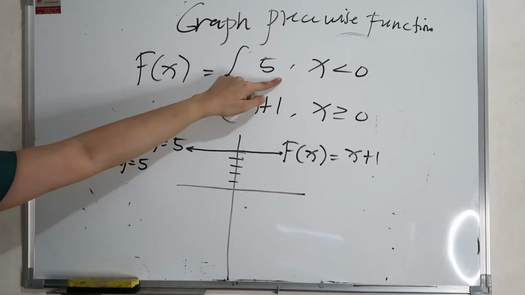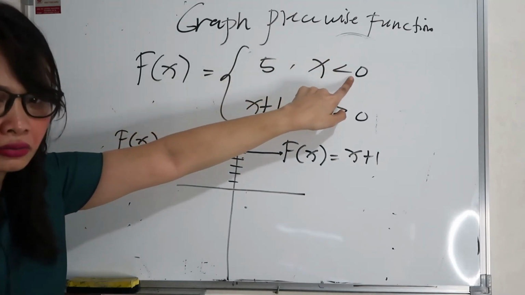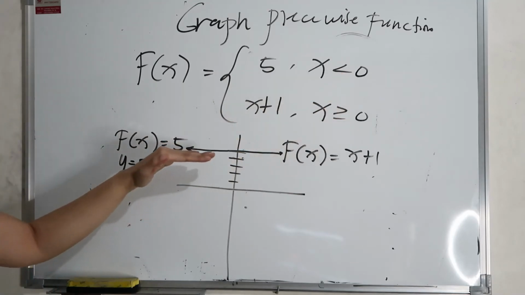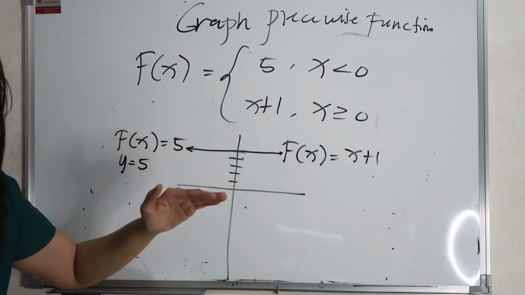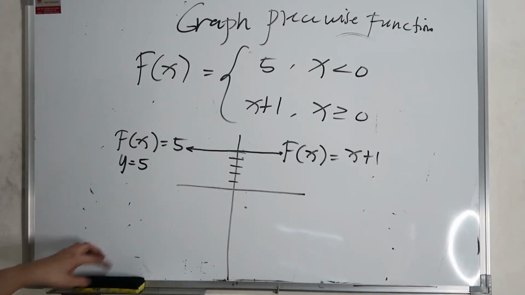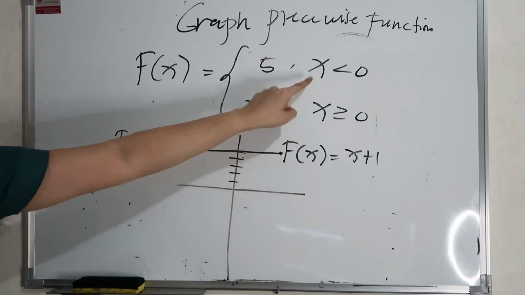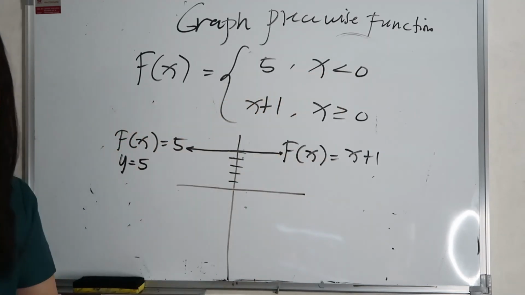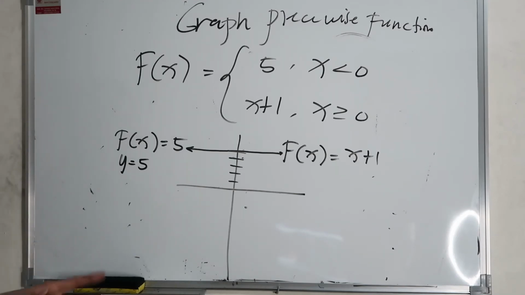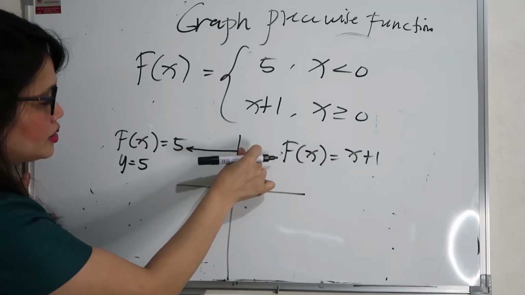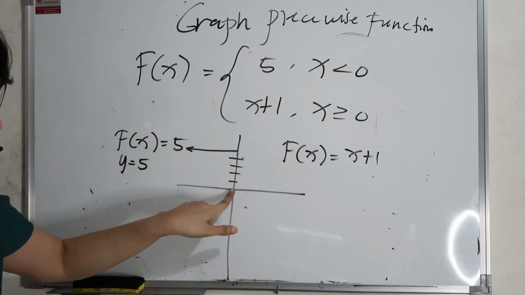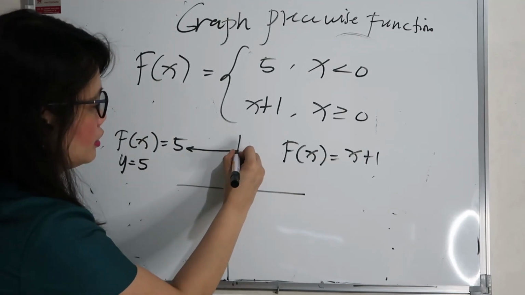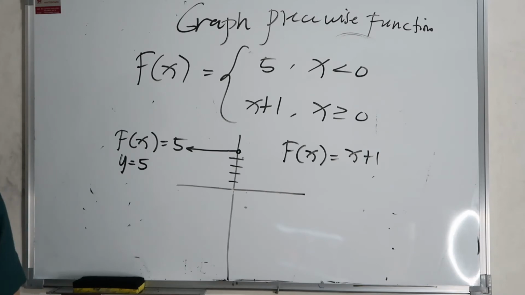Now going back to the condition, x must be less than 0. If this is the graph of the first function, f of x equals 5, which part of this graph is not included based on the condition? Okay, the first quadrant, this one. The right side is not included. Now, the condition is x less than 0, so 0, this point, is not included. So we need to draw an open circle, meaning 0 is not included.